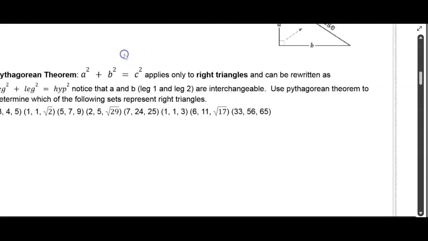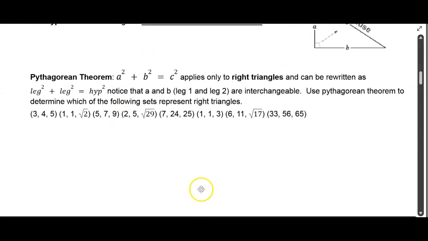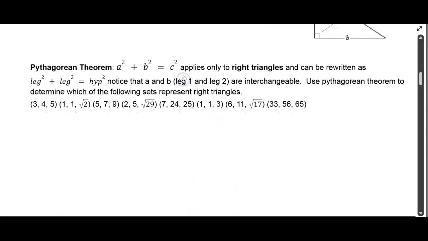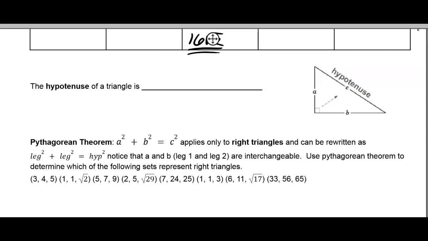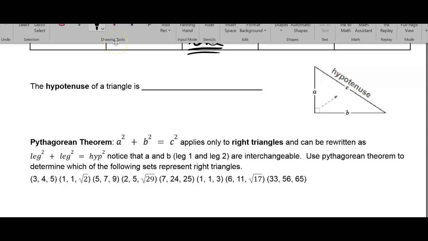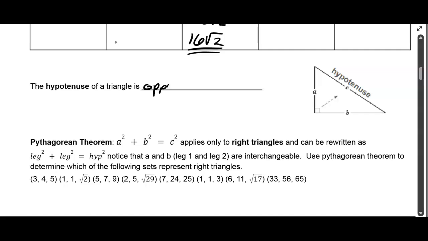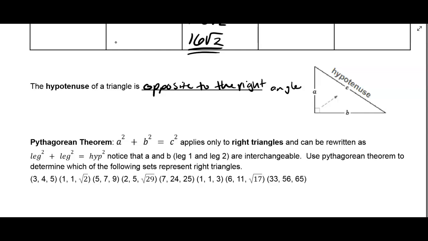Now we can actually start talking about the Pythagorean theorem. So let me see if I can get these notes to work with me here. The hypotenuse of a triangle is opposite to the right angle. A little messy right here, opposite to the right angle, which we can see here. We have a right angle, and my hypotenuse will always be opposite or across from that right angle.